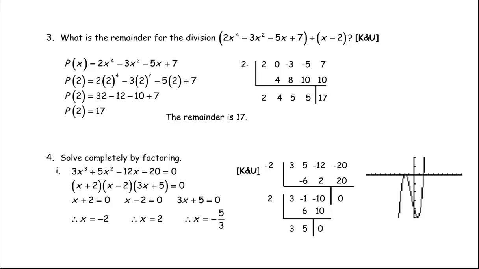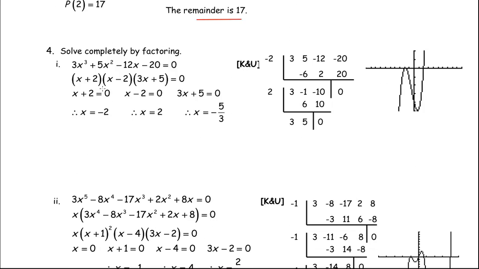And so we put the 2 here, so we bring this 2 down. 2 times 2 is 4, and we add the 0 and 4 to get 4. 4 times 2 is 8, so 8 here, and add to the negative 3, you get 5. 5 times 2 is 10, so we put a 10 here. Added to the negative 5 is positive 5. And again, one more time, 5 times 2 is 10 here. 7 and 10 add to 17, so the remainder would be 17.